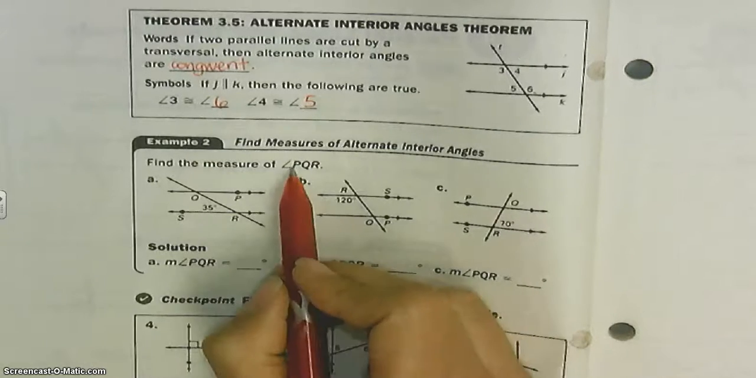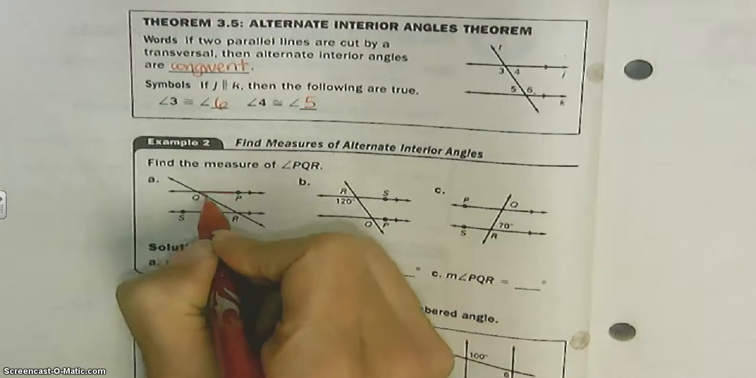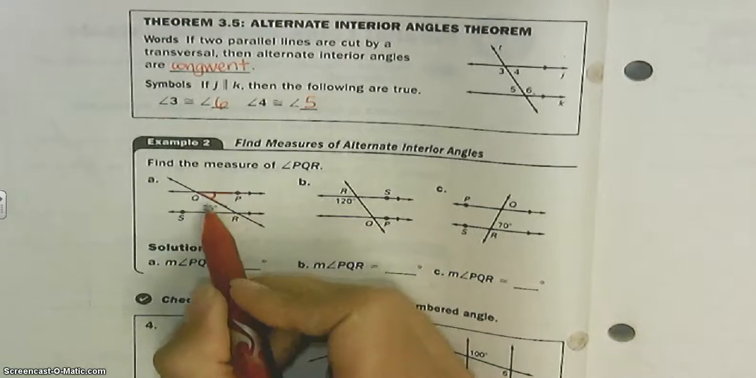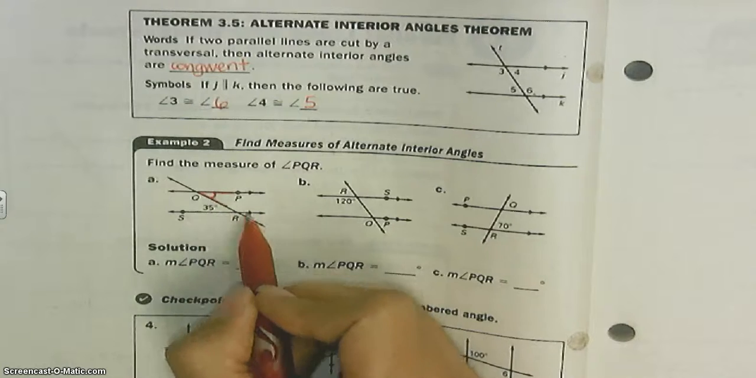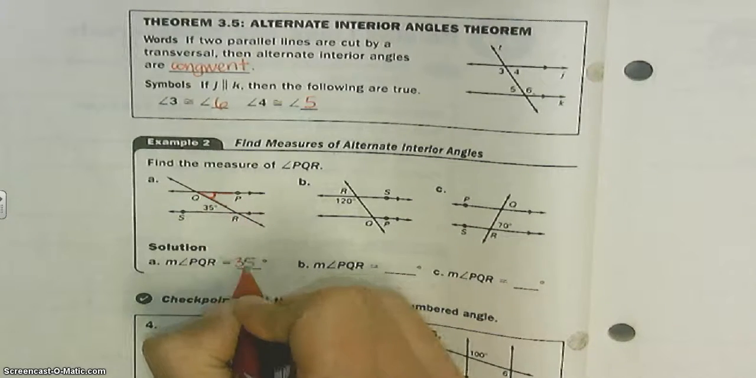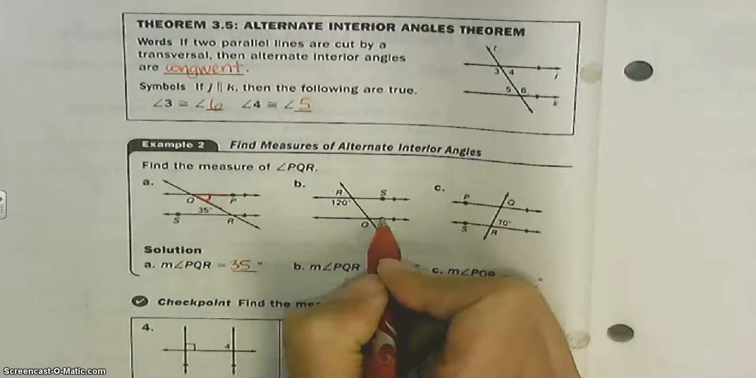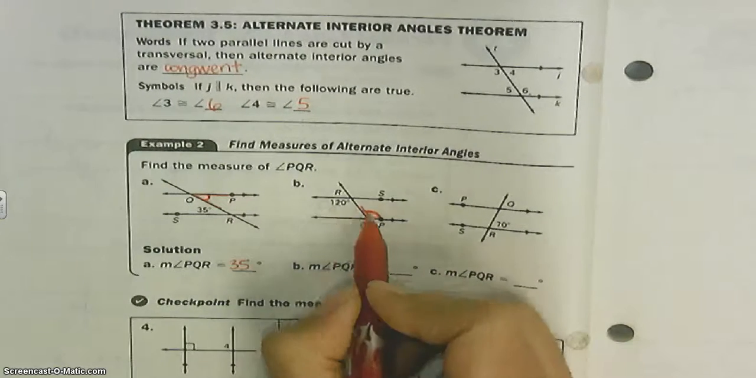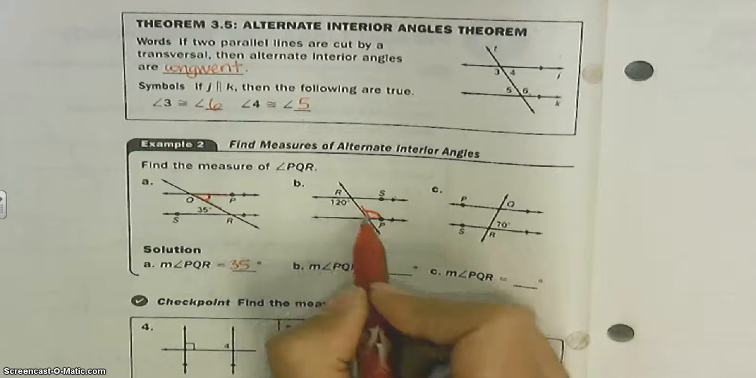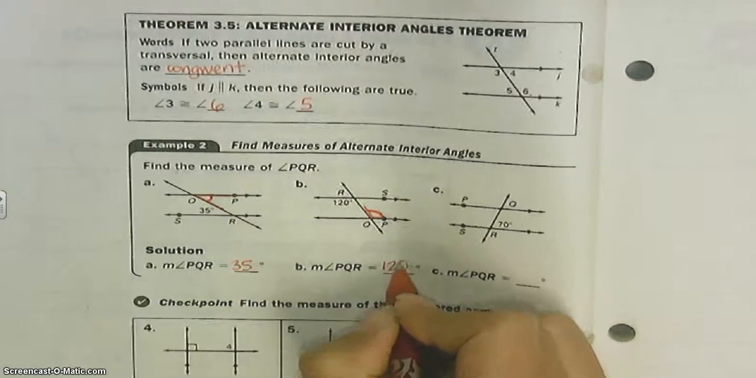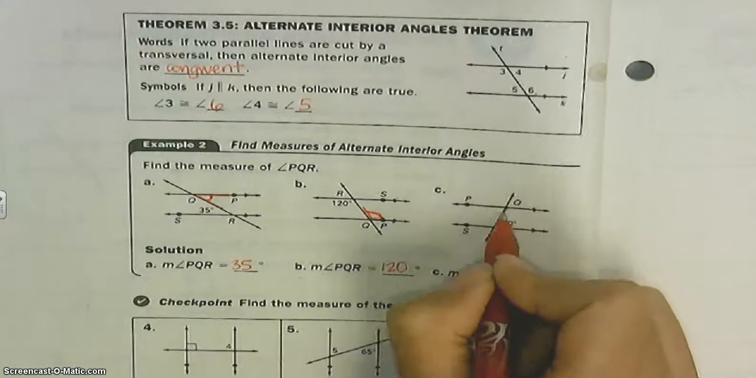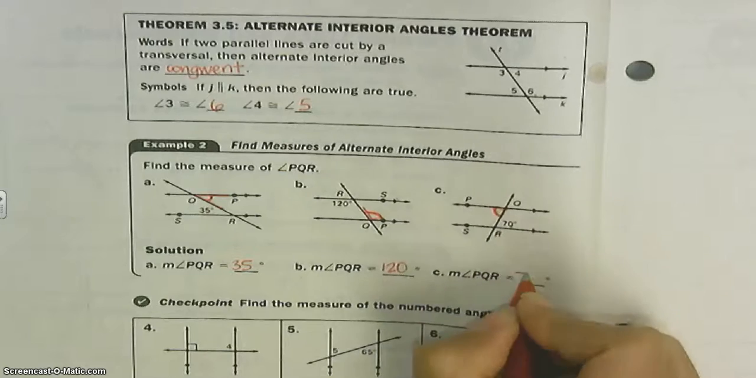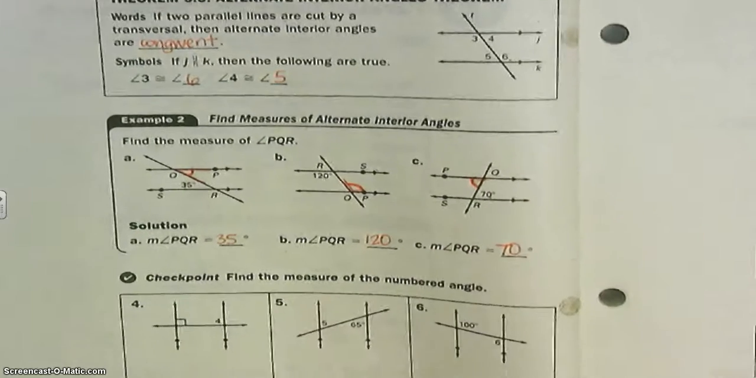Find the measure of angle PQR. PQR, this angle right here. Well, notice these angles are alternate interior, and since the lines are parallel, these angles are equal. I see alternate interior angles, and in parallel lines, the alternate interior angles are congruent. Since the lines are parallel, the alternate interior angles are equal.